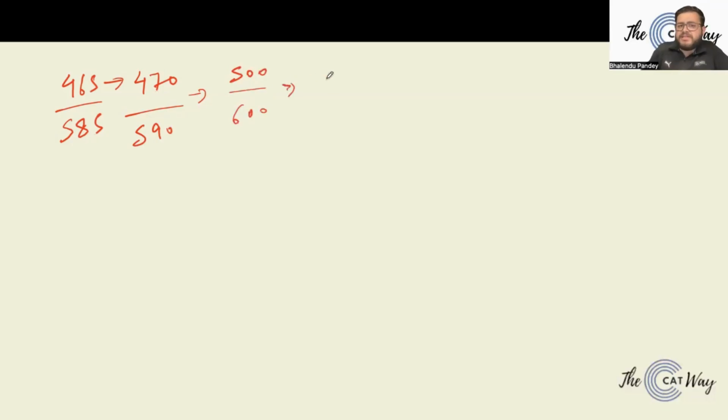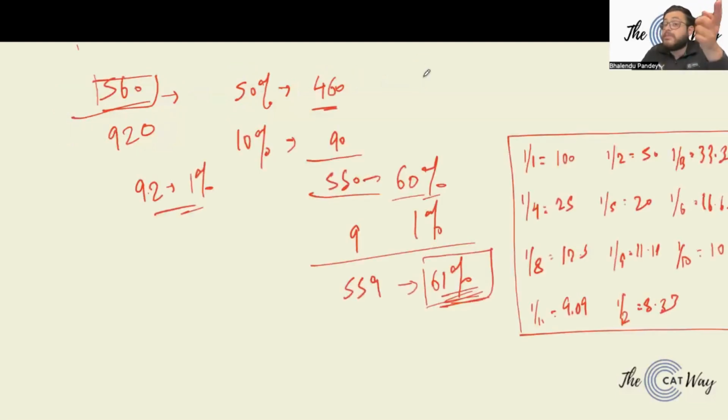Now 500 by 600 is simply 5 by 6. See, all this has to be done in your brain. 5 by 6 is 83.33%. Why is 5 by 6 83.33%? Because 1 by 6 is 16.66%. So 5 by 6 would be 83.33%. So these are the values that you will have to remember, not only these values, but the multiples as well.